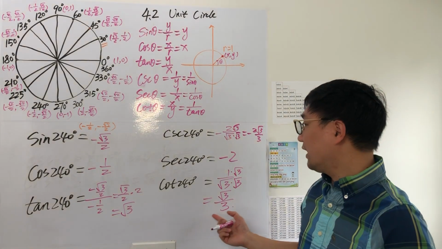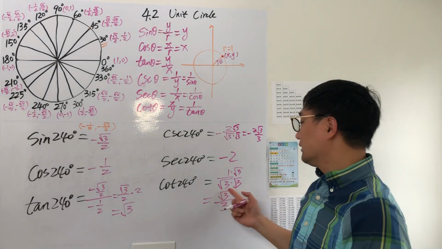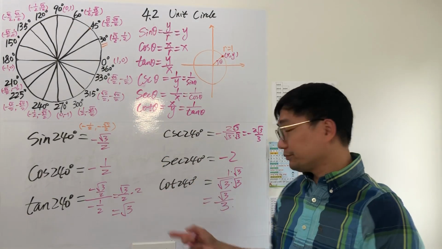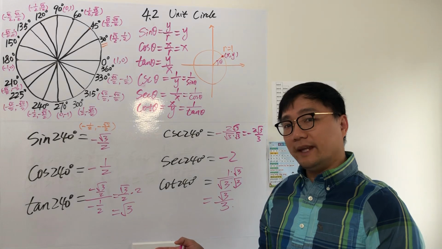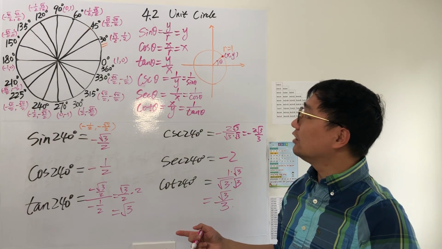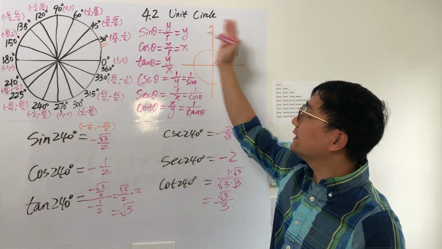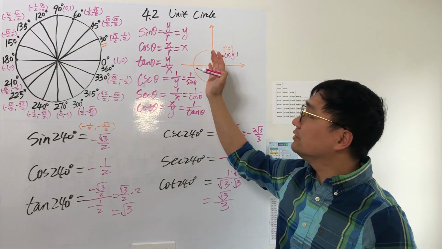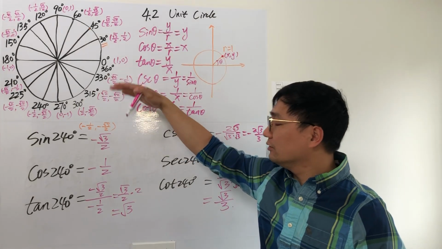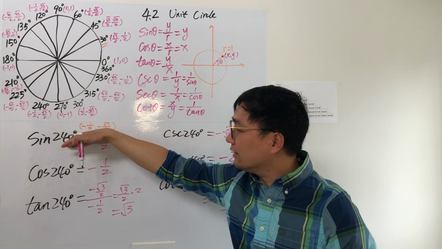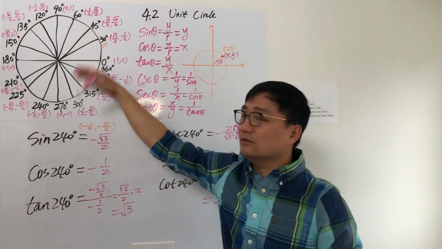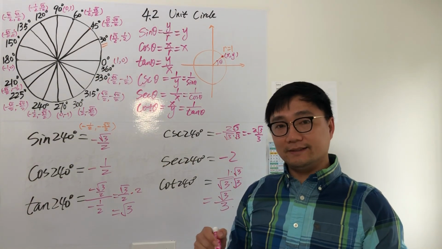Okay, now you know how to find the six trig function values. So that's another example. Today I just want to introduce these six trig functions and then use the unit circle to find the value of any angles. So today's lesson is done.